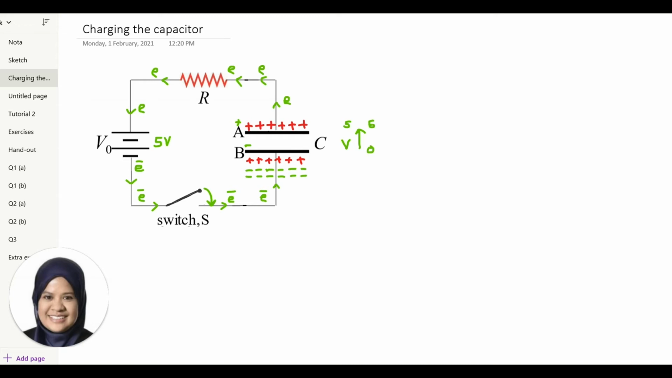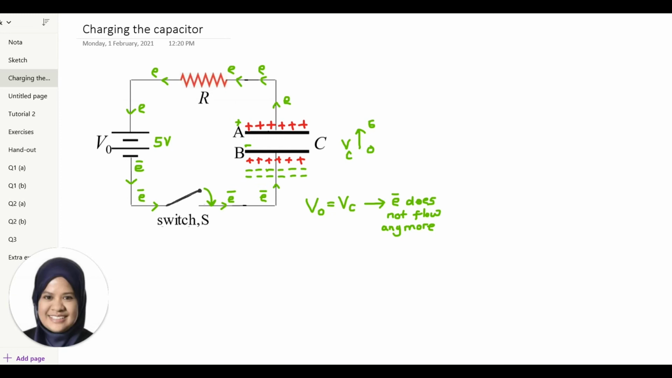Okay, so bila VC bertambah dari 0 hingga 5, VO ataupun V output sama dengan V pada kapasitor. Akhirnya apa yang berlaku? Elektron sudah tidak flowing. Elektron does not flow anymore. Kita kena tahu kenapa elektron moving ataupun there is a current moving in the circuit, because there is a potential difference between battery and the capacitor.